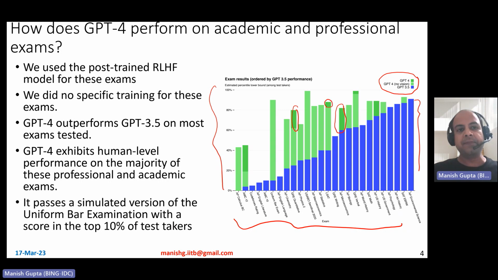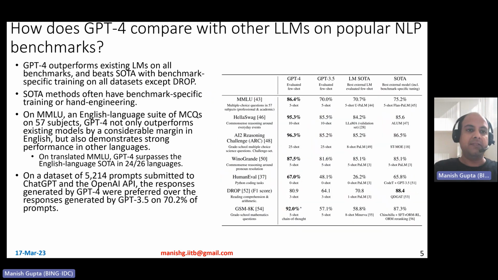So for this particular test, of course, they used the post-trained RLHF model for these exams, but then there was no exam-specific training which was done. So the kid actually went to the exam without any preparation in some ways, right? So GPT-4, in fact, exhibits human-level performance on the majority of these professional exams, as you see, right? It also passes a simulator version of the uniform bar exam with a score in the top 10 percentile of the test takers, right? So that's basically very nice.